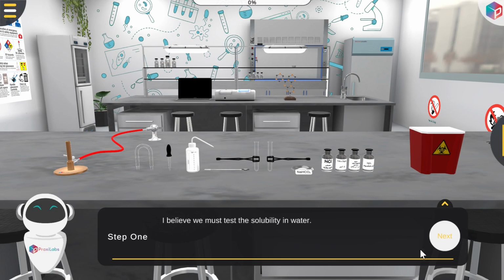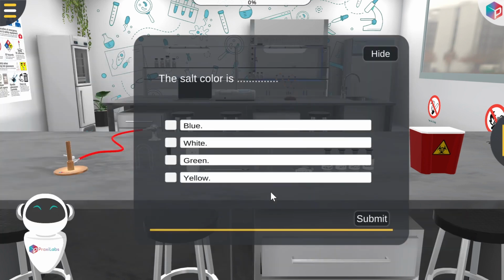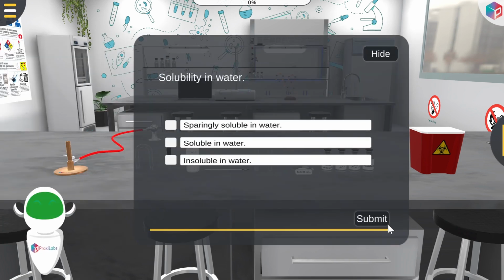Step 1. First, we will test the solubility of the salt in water. 1. Place a small amount of the salt in a test tube using a spatula. 2. Add 1 to 2 milliliters of water and shake the test tube well. Observation: the salt color is white, and it is soluble in water.